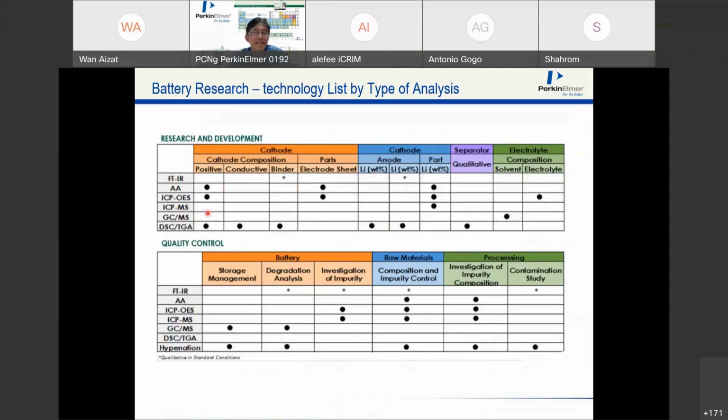You also need probably GCMS, DSC, TGA, depending on whether you are checking the cathode, separator, or electrolyte. It means that the components in the battery need to be checked out, because there are many parameters that need to be checked on this battery.